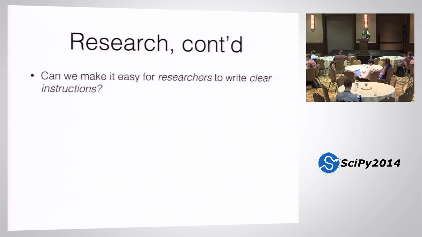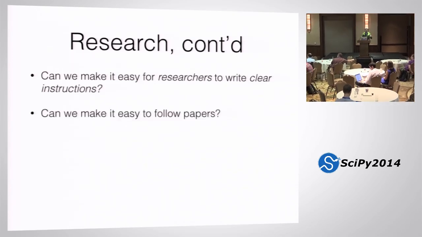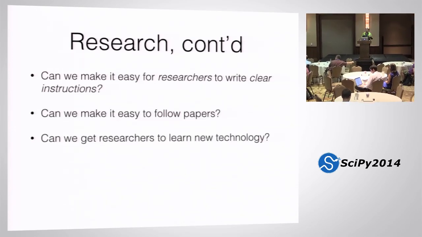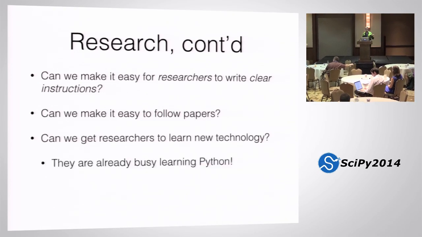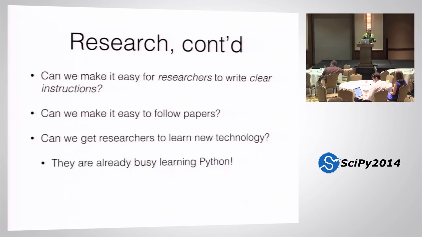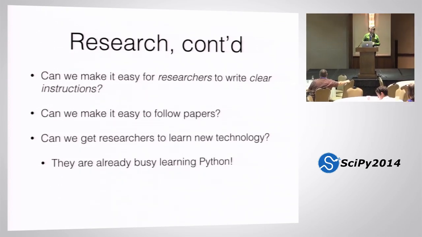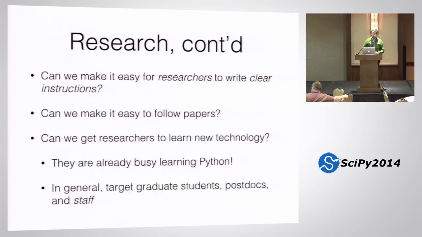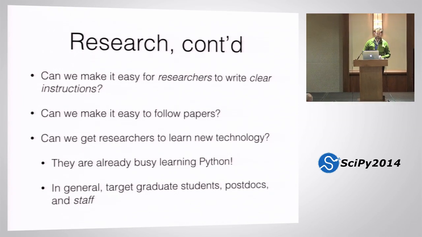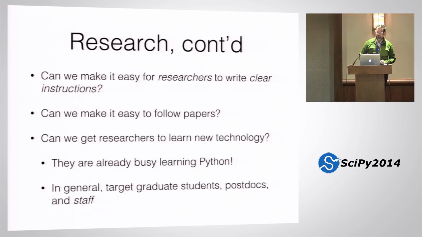Right, so I want to make it easy for researchers to write clear instructions, make it easy to follow papers, and can we get researchers to learn new technology? Well, they already are, and they're probably busy, right? So the burden is kind of on the support structure to make these things easier to use, right? And if you want people to learn new technology, don't get professors to do it.